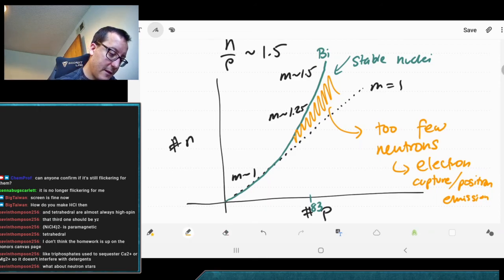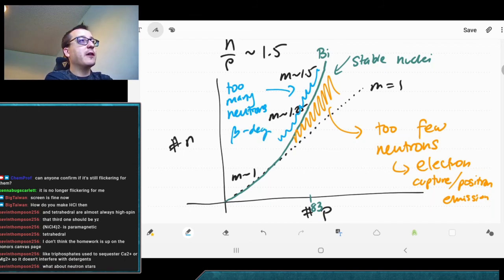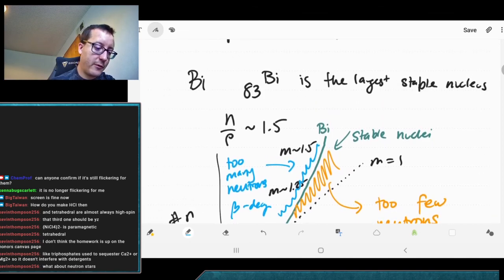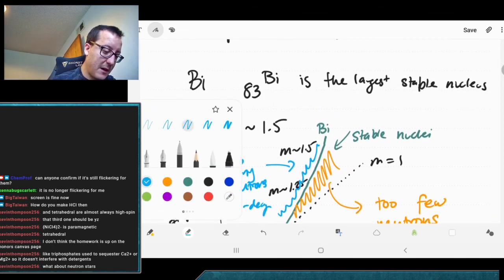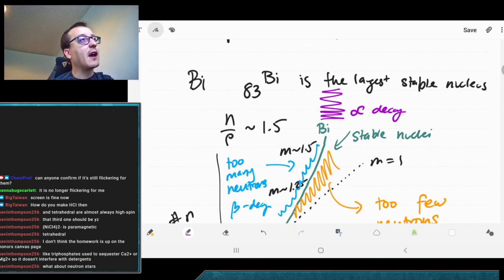We're going to see stuff on the other side, stuff over here, that has too many neutrons, and so very often they'll undergo beta decay there. And then, of course, stuff that's just bigger than bismuth will undergo alpha decay.